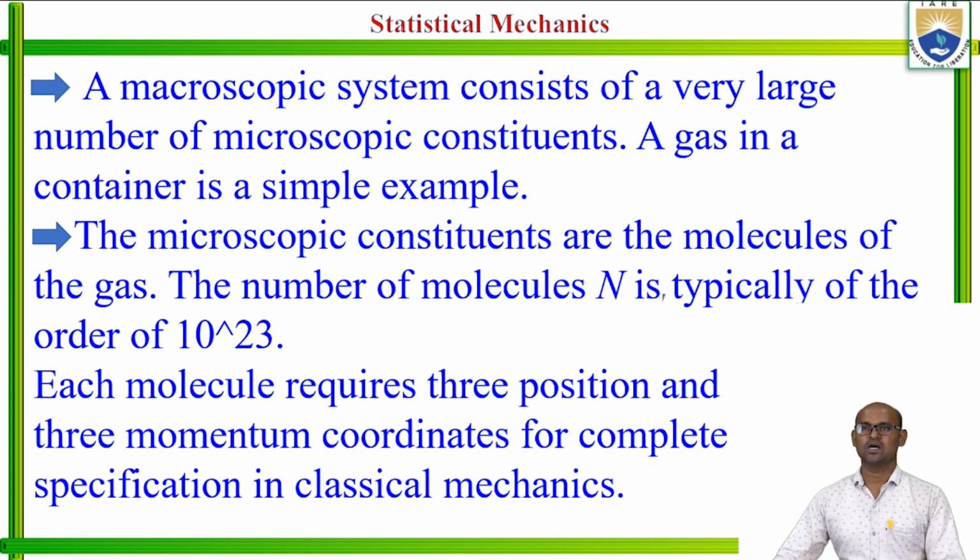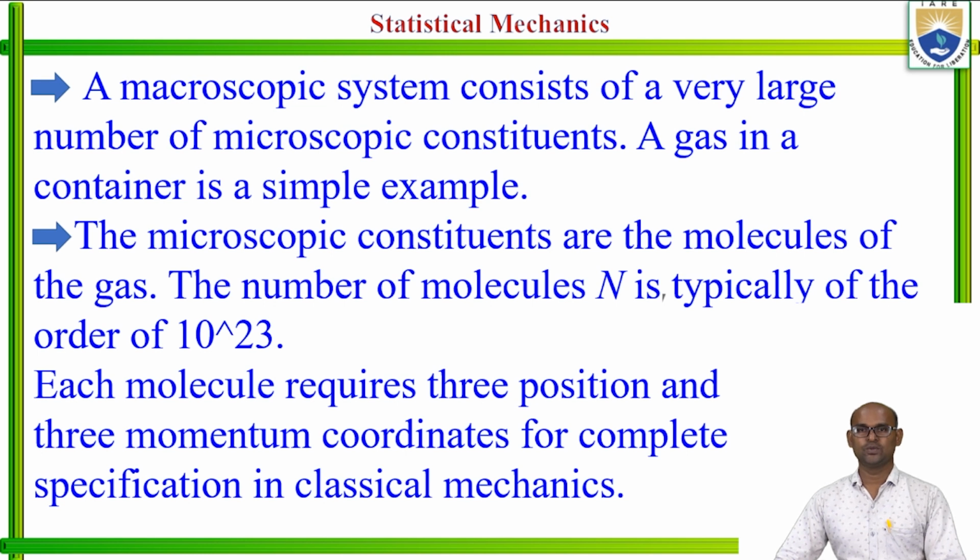A macroscopic system consists of a very large number of microscopic constituents. For example, a gas in a container contains a large number of molecules, typically of the order of Avogadro number, that is 10 power 23. So gas is a macroscopic system, and its microscopic constituents are the molecules of the gas. The number of molecules N is typically of the order of 10 power 23.